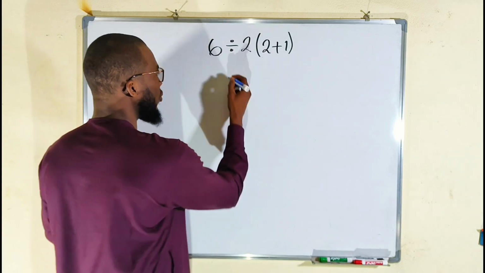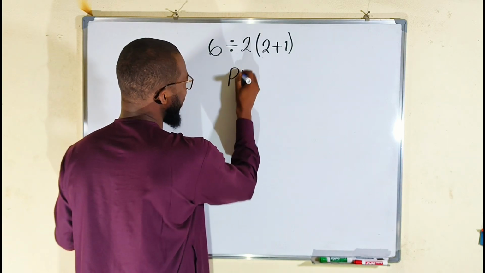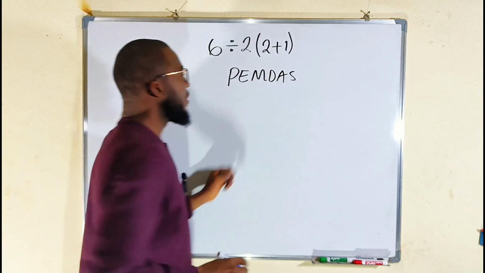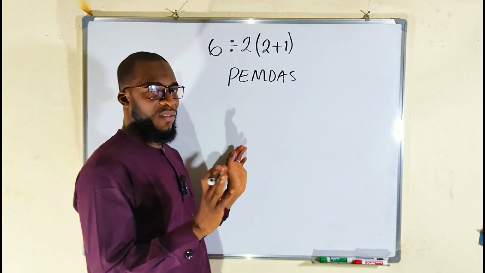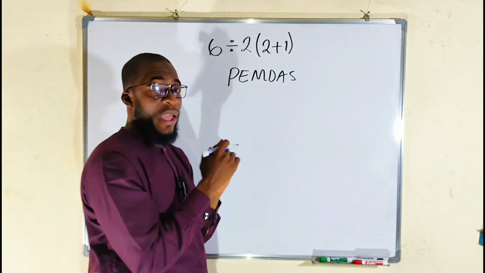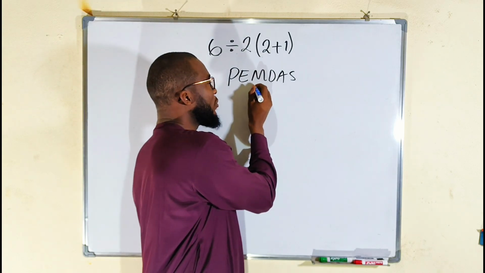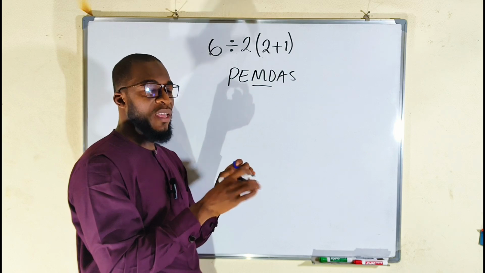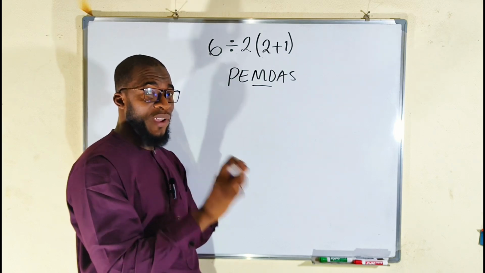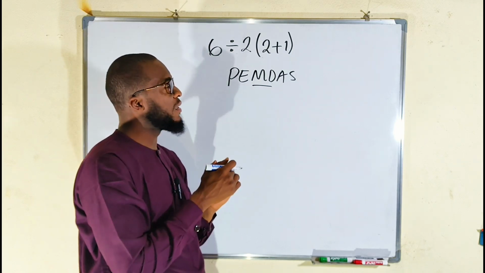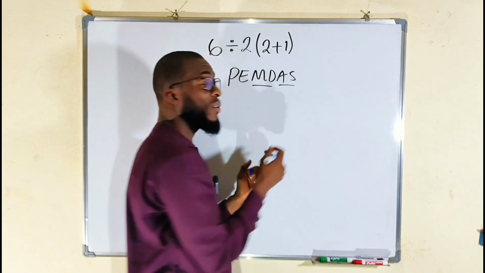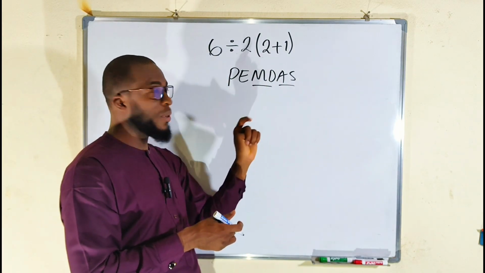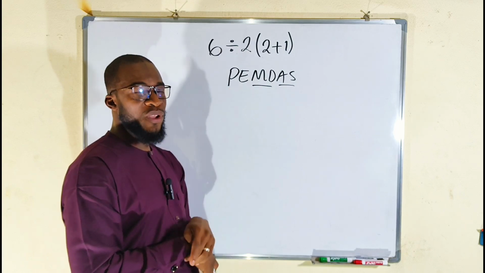So in this tutorial, I'm going to apply the idea of PEMDAS. P stands for the parenthesis. E stands for the exponent. But remember that multiplication and division are carried out simultaneously, starting with anyone that comes first from left to right. The same thing applies to addition and subtraction. If you see subtraction before addition from left to right, please carry out that operation.